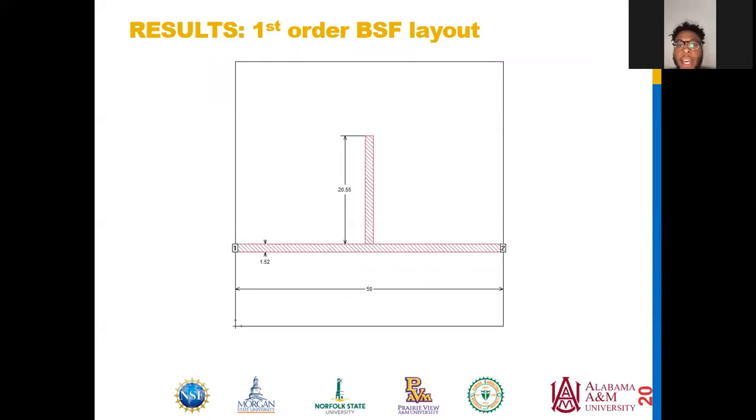All right, so here we have our first order bandstop filter layout in 2D. As you can see, we have our quarter of the wavelength, which was 20.55, measured at the top line. Then we still have our input and output ports, port 1 and port 2, on the left and right. And our line width in millimeters is highlighted on the bottom line. So next slide, please.